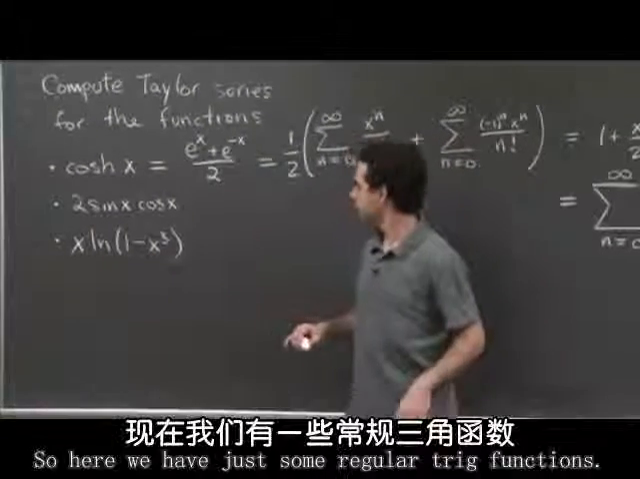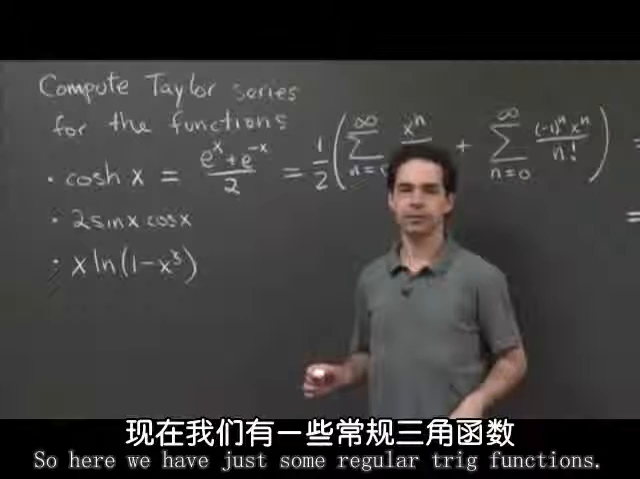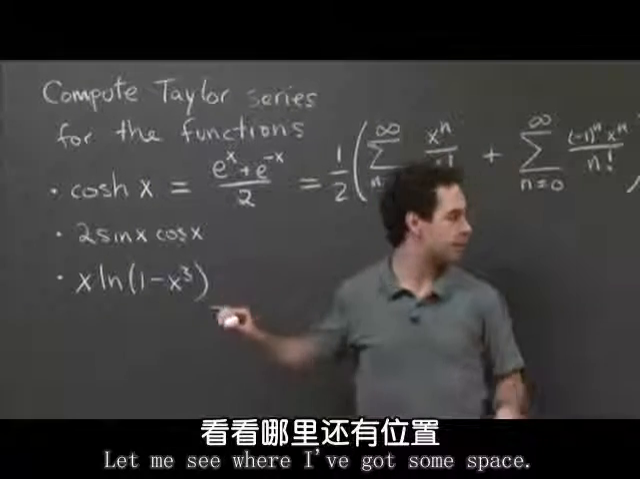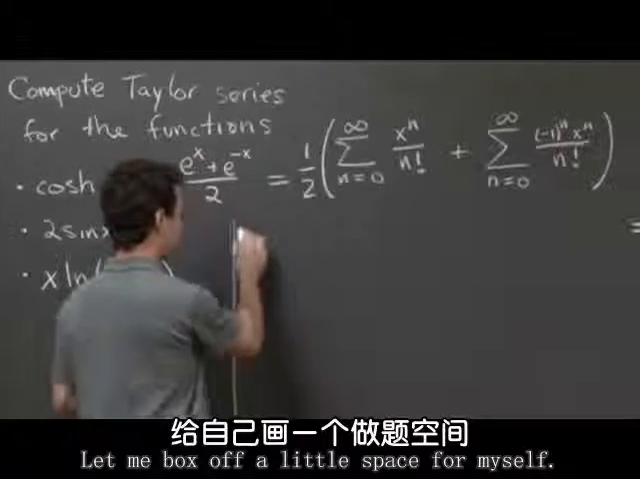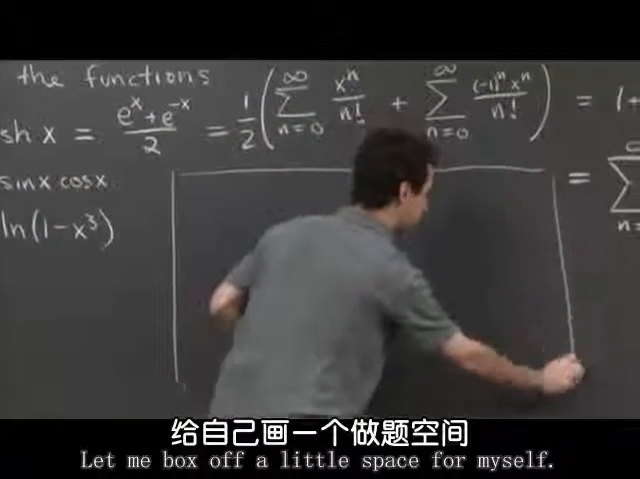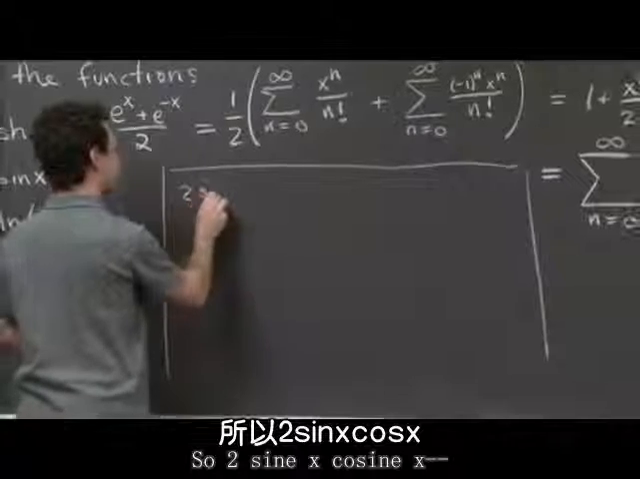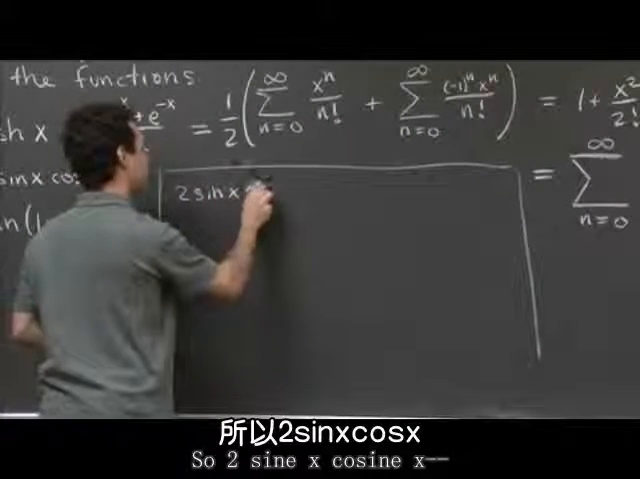How about the second one? Here we have just some regular trig functions. We have 2 sine x cosine x. Let me see where I've got some space. I can do it right here. Let me box off a little space for myself. 2 sine x cosine x.